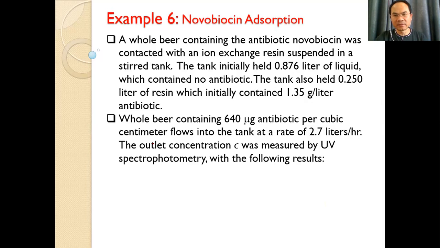That means initially we have pure solvent and we have resin, but the resin is loaded with the antibiotic at 1.35 gram per liter. For this case, the whole beer containing 640 microgram antibiotic per cubic centimeter is fed into the tank. The feed beer is 640 microgram antibiotic per cubic centimeter and flows into the tank continuously.